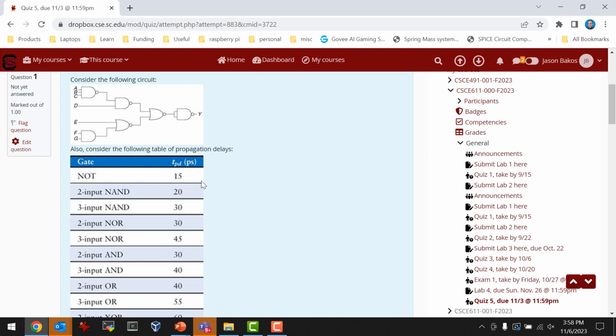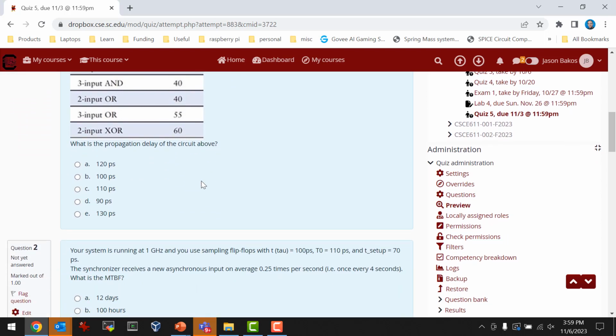And then the bottom path from F or G to Y: we go through a 2-input AND, which is 30, a 2-input NOR, which is 30, another 2-input NOR, which is another 30, and finally the 2-input NAND, which is 20, right? So that's 60, 90, 110. So we're going to take the max of these 2 values, so it should be 110, right? If I did that right. So I think that's right.